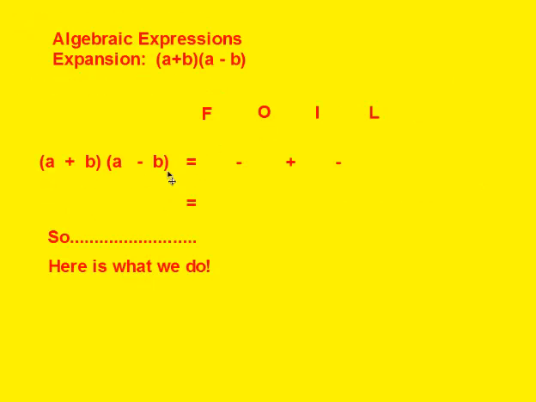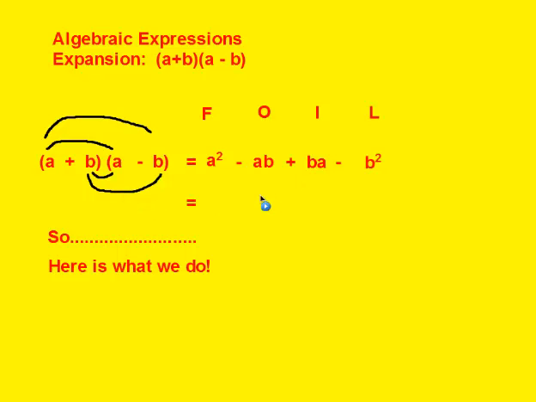Let's think about doing it the long way, using FOIL. So first times the first, A times A is A squared. Outer, A times negative B, well, a positive times a negative is negative, and it's going to be AB. Inners, positive B times A is positive BA. And last, negative B times positive B, a positive times a negative is negative, B times B is B squared.